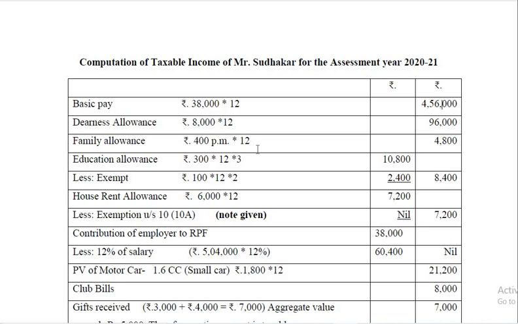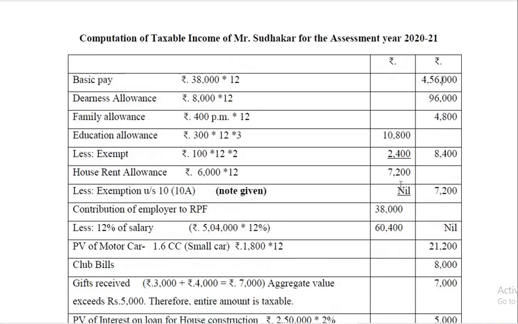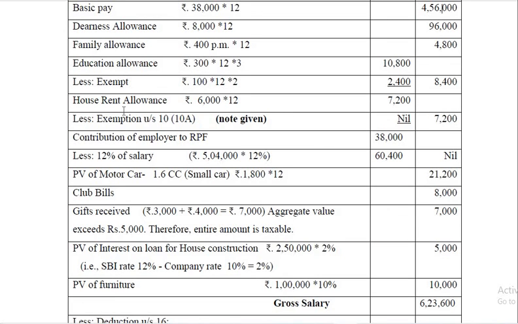Family allowance, it is fully taxable. Education allowance, it's given 300 per month for 3 children. So 300 into 12 into 3, that comes to 10,800. But exemption is rupees 100 per child for 12 months for 2 children. So that comes to 2,400. So 8,400 is taxable. And then house rent allowance.